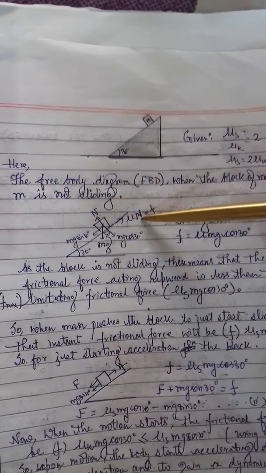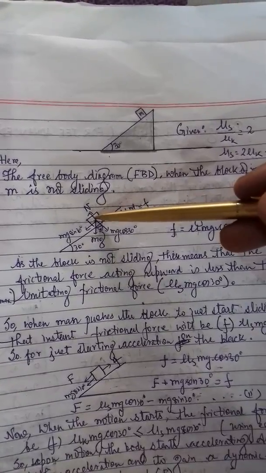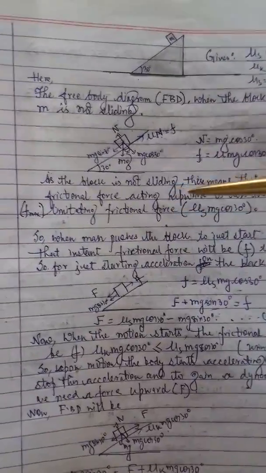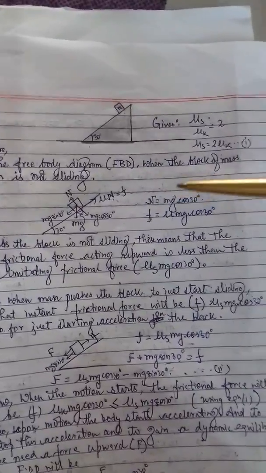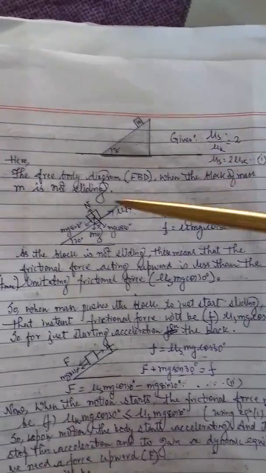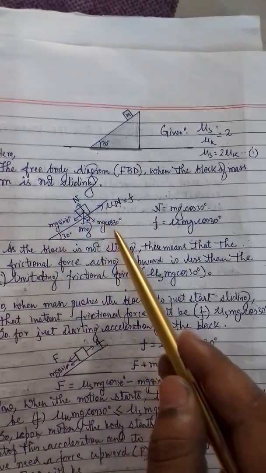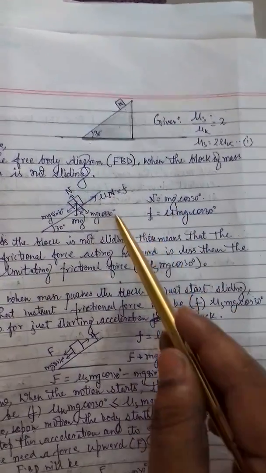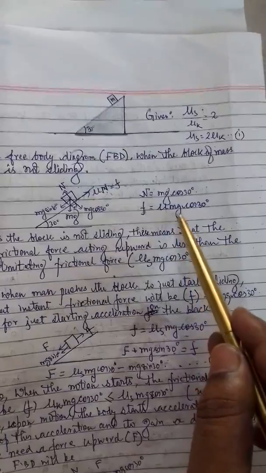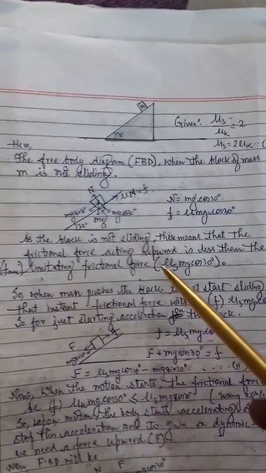Now to start the motion, a man has applied a force F. It said push, that means the force will act this side. From this we conclude what I have written; first I am reading it out for you. The free body diagram, that is FBD, when the block of mass m is not sliding. You can check the FBD: mg sin 30 this side, mg cos 30 this side, and N this side. So N will be mg cos 30 degree and f is mu N. So f will be mu mg cos 30 degree. I have not written mu k or mu s here because when we go to the situation, we will check.